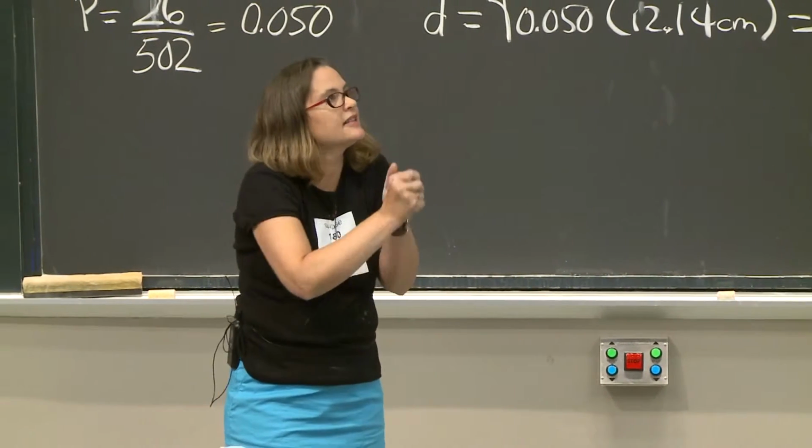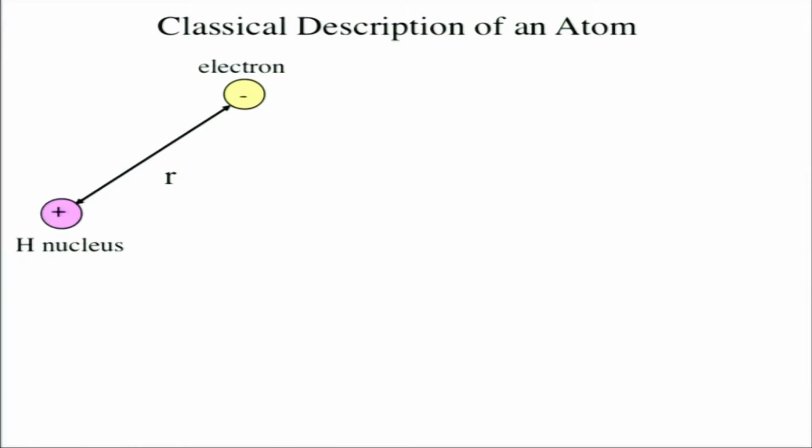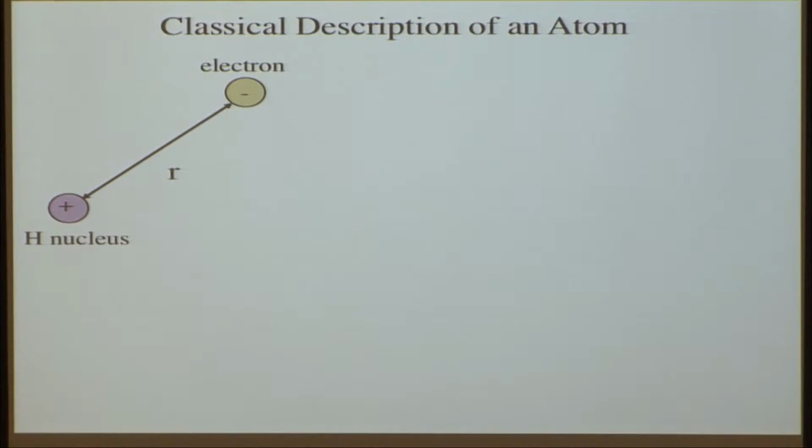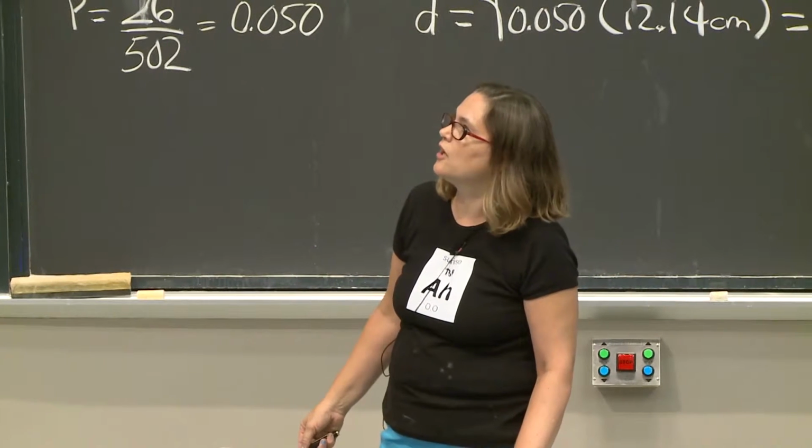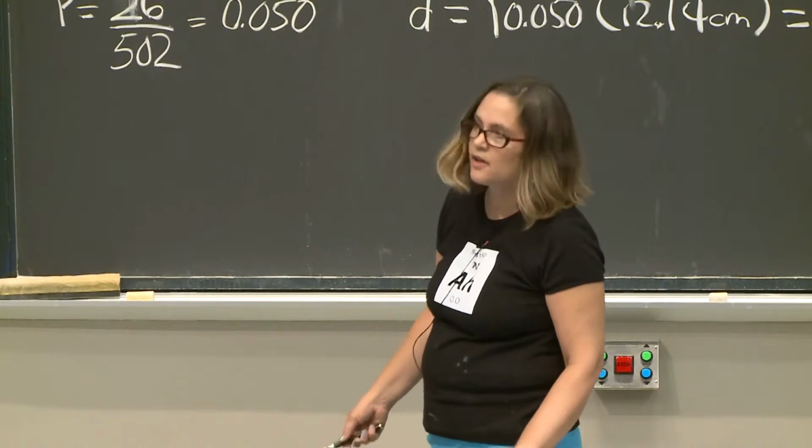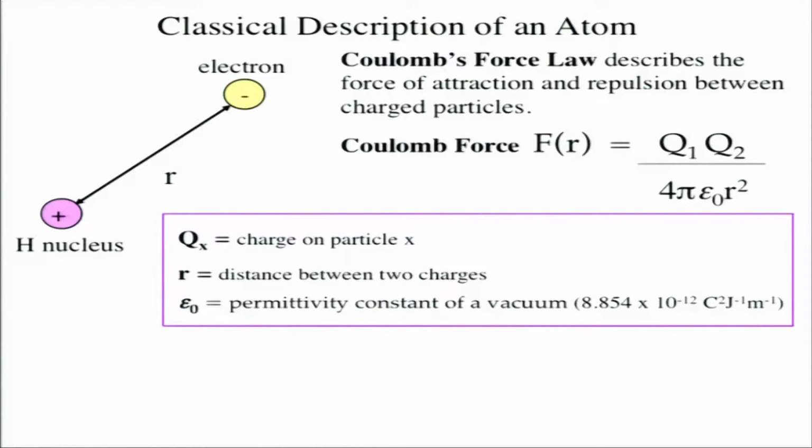So we had this question then. OK, so we have a nucleus, positively charged, and an electron, negatively charged, and there's a distance between them. They wanted to know why do they stay apart? Why does the electron not crash into the nucleus?